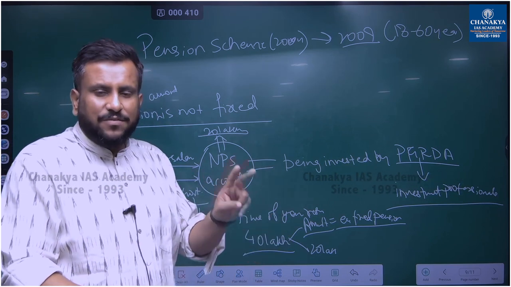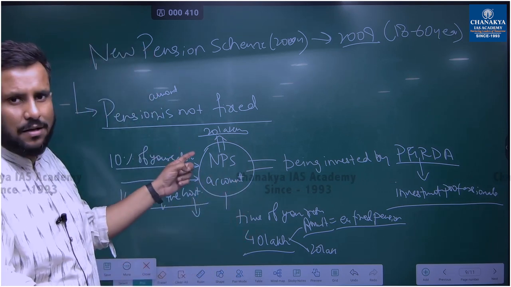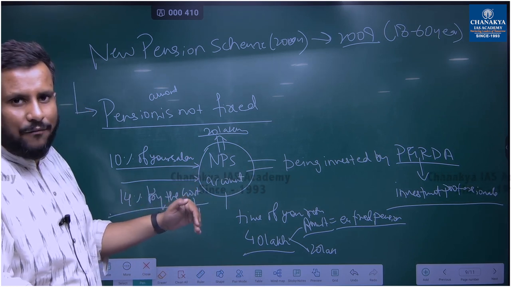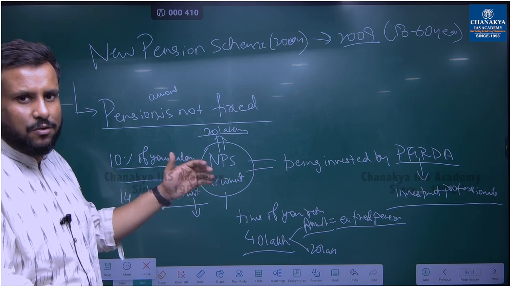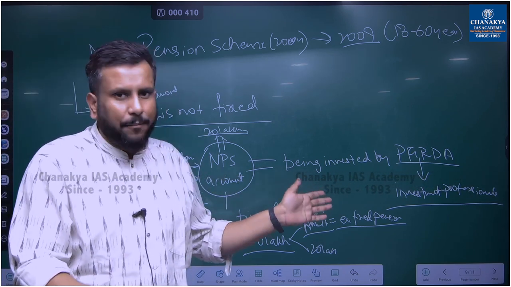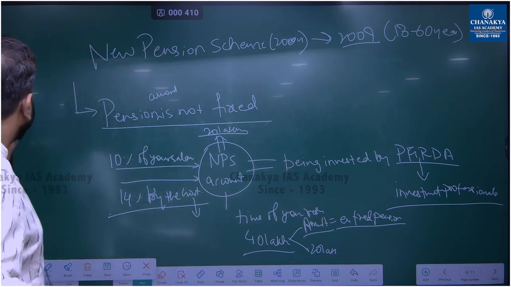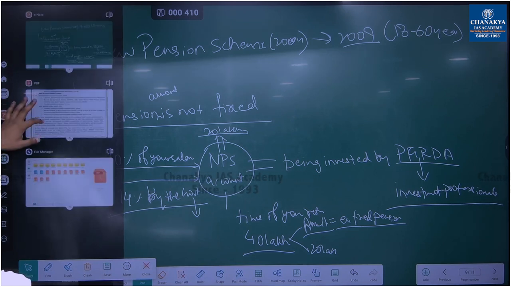So two changes. First, yahan pe the government is not only contributing, government as well as the person, they both are contributing. And second, the return which was in OPS fixed at 50% of your last drawn salary, in this it is not fixed. Right? It is depending upon the market. Right? So this is the thing which they have talked about is right.